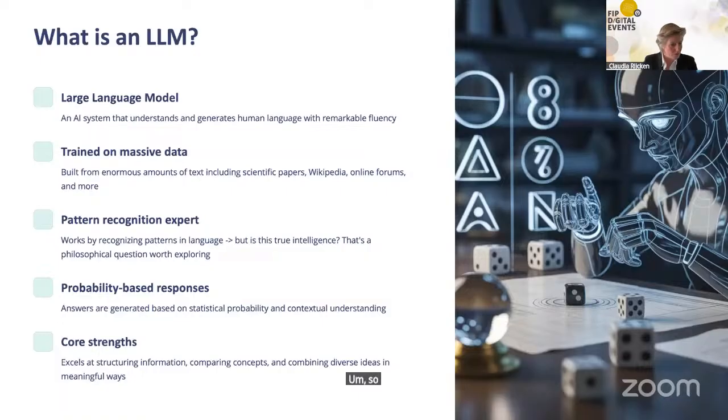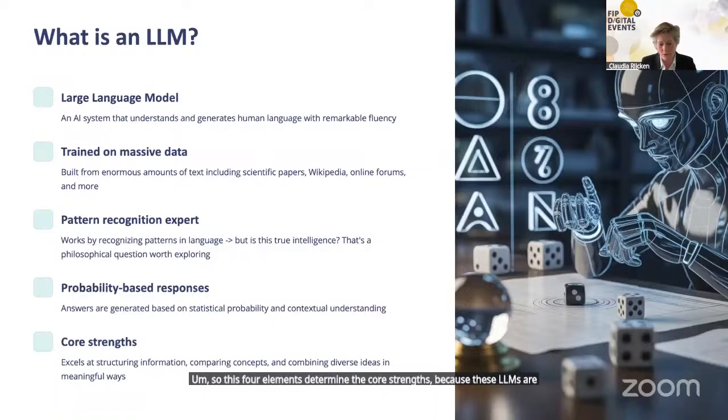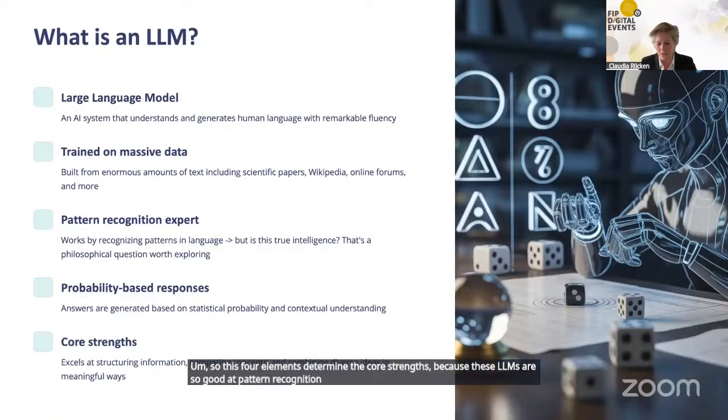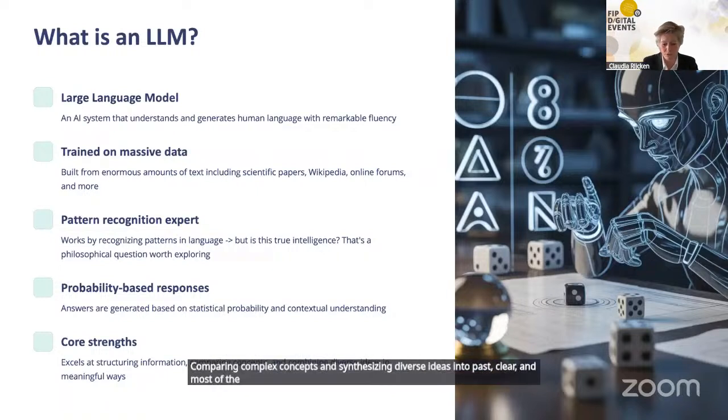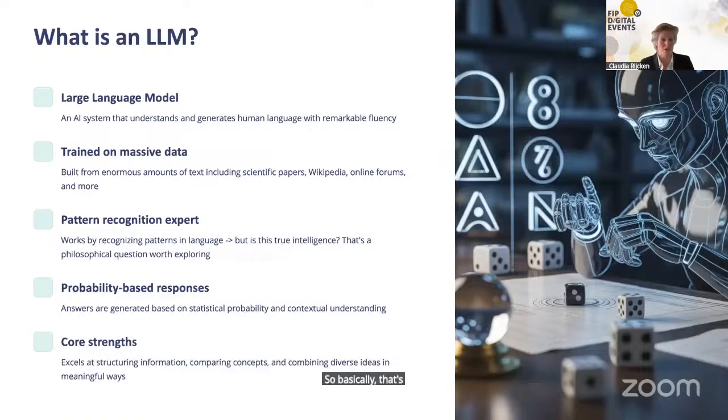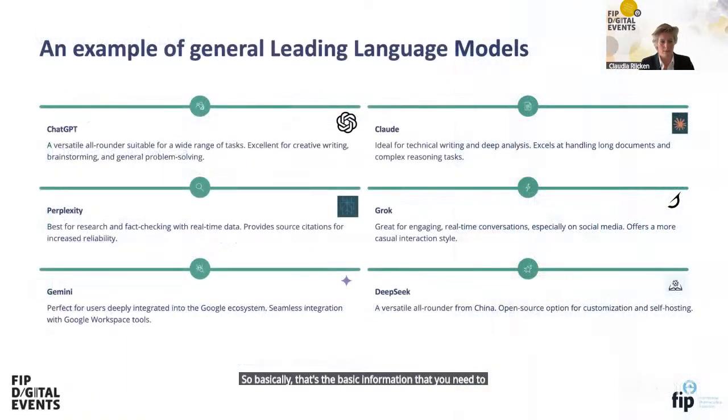So these four elements determine the core strengths, because these LLMs are so good at pattern recognition. They excel in tasks like structuring unstructured information much faster than we as humans do, comparing complex concepts, and synthesizing diverse ideas into fast, clear, and most of the time meaningful summaries. So basically, that's the basic information that you need to know about an LLM.